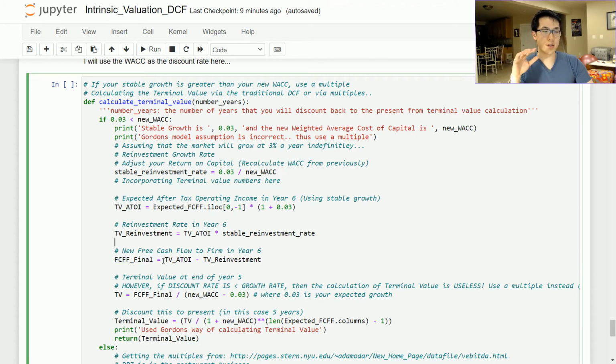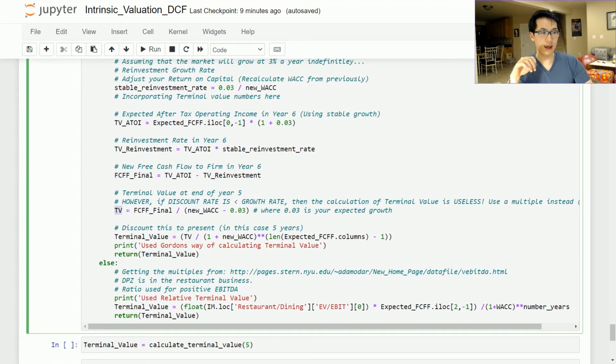So all of a sudden it's done: you net out your terminal value after-tax operating income by your terminal value of your reinvestment. You get your free cash flow to firm on your final, and then you want to discount this 1 year, because you forecasted everything to your 6th year, so you discount back 1 year to get to your year 5 mark. And this is where we use a different value, so it's not the new WACC, it's actually just the WACC. This is at our 5th year over here, and we want to discount the terminal value 5 years back, or however many years that you stretched out your discounted cash flow.